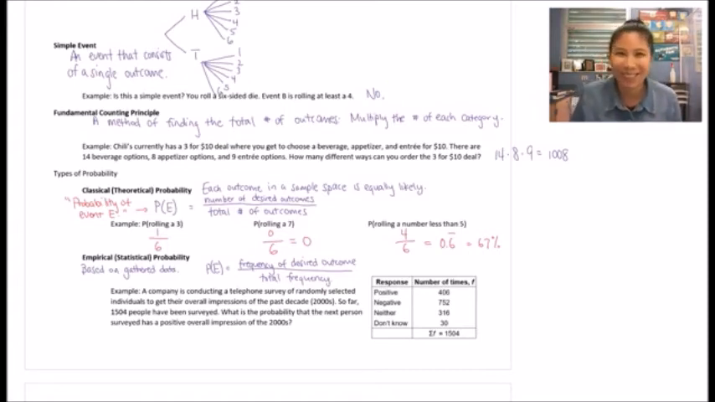I'm not even going to read through the rest of the problem. Here's the data. We are looking for the probability that the next person surveyed has a positive overall impression of the 2000s. So positive response would be these people here. That's what we are desiring, so that's the number that'll go on top. And then on the bottom is supposed to be the total frequency. If you add up all the frequencies that they give you, we get this 1504 number, because they already did it for us. So our probability would just be 406 over 1504.